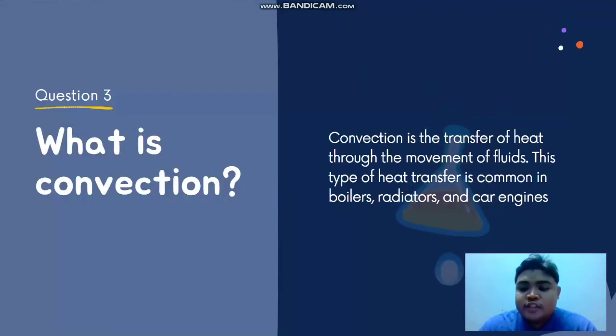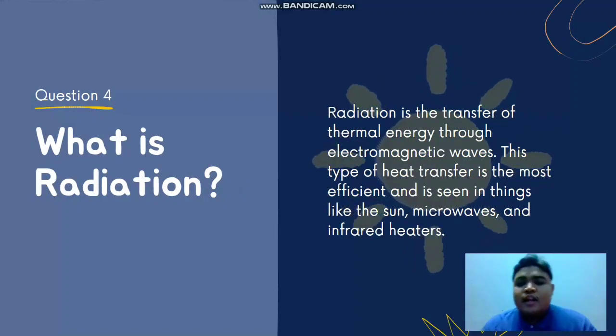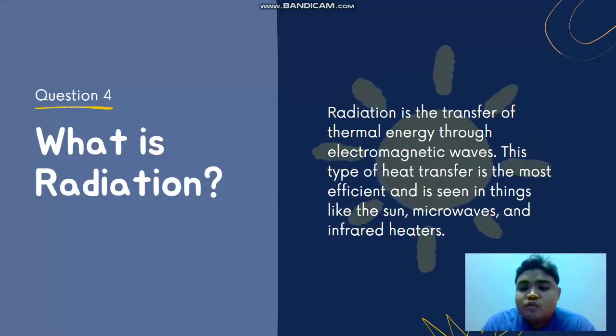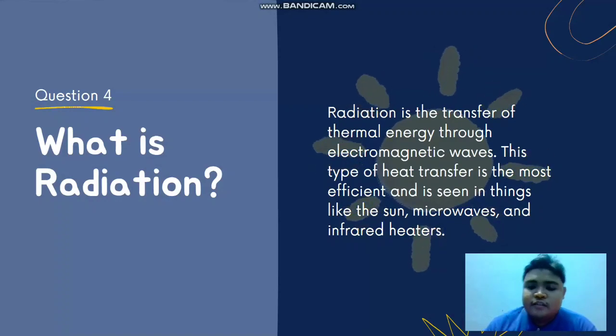What about convection? Convection is the transfer of heat through the movement of fluid. This type of heat transfer is common in boilers, radiators, and car engines. Lastly, what is radiation? Radiation is the transfer of thermal energy through electromagnetic waves. This type of heat transfer is the most efficient and is seen in things like the sun, microwave, and infrared heater.